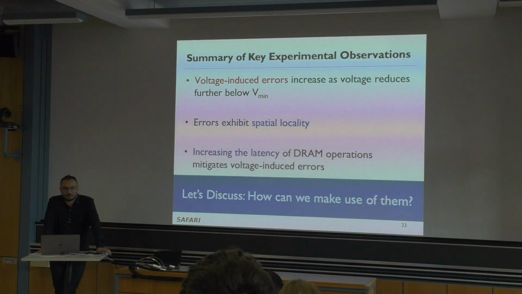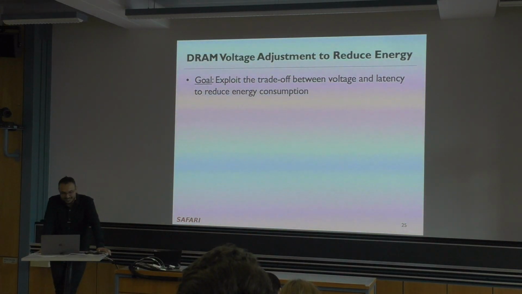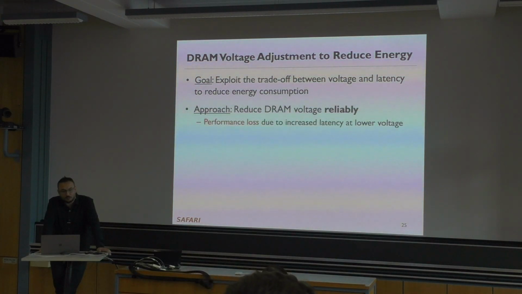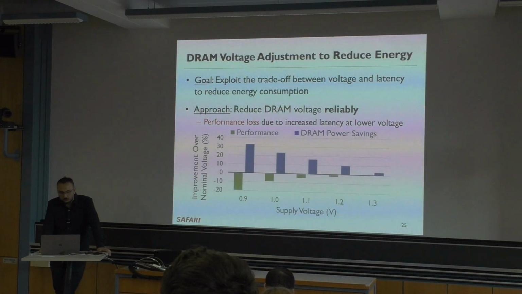Luckily, in the paper we have a mechanism called Voltron. This is a DRAM energy reduction mechanism, and the goal of Voltron is to exploit the trade-off between voltage and latency. The approach is to reduce the DRAM voltage reliably, which means increasing the latency. When you increase the latency, you would expect some performance loss, right? Because you're accessing the data over a larger time period. So the goal of Voltron is to do this with modest performance loss.